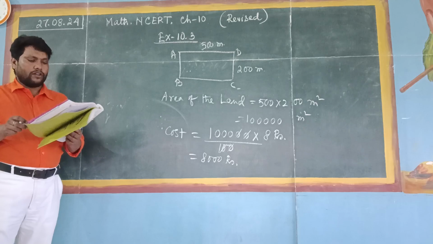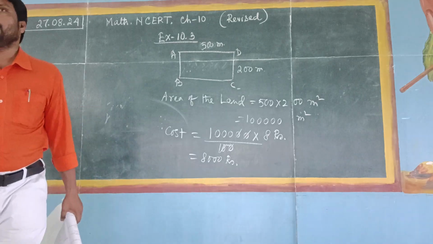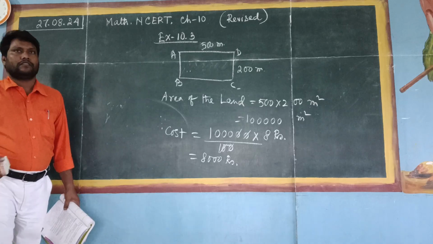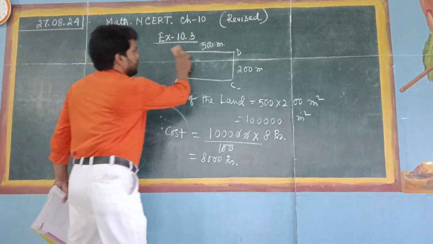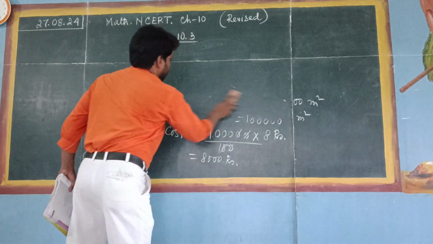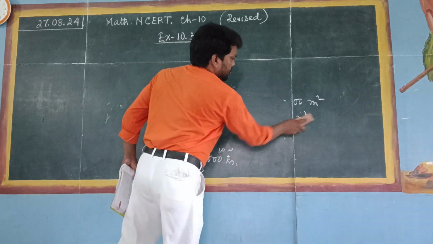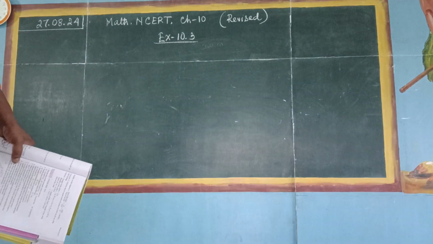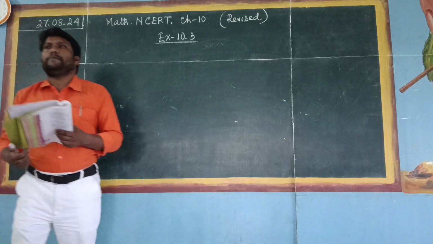Next, question number 6. There is a square table. Square shaped table.